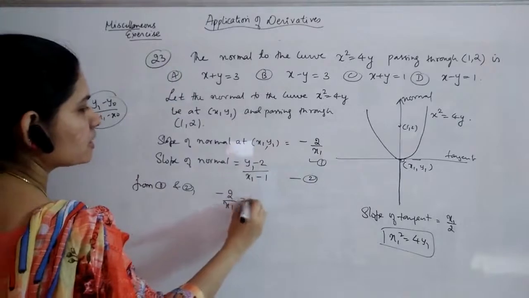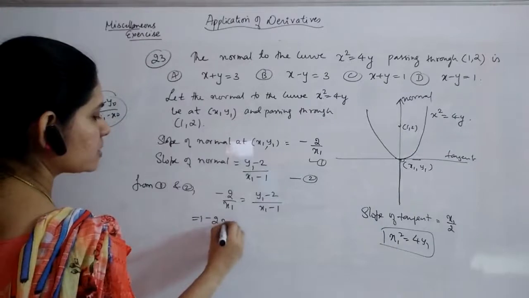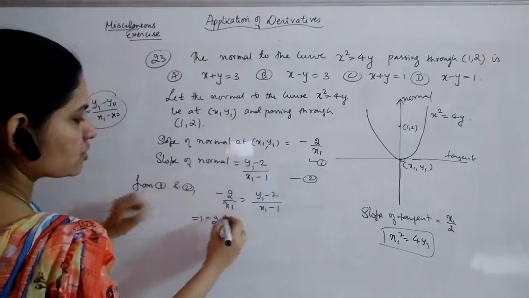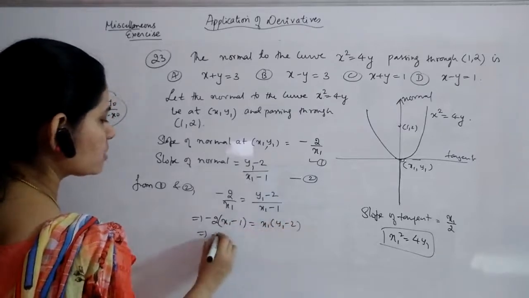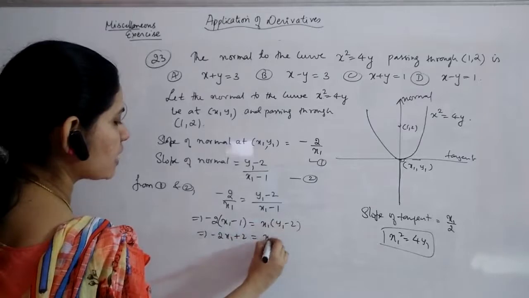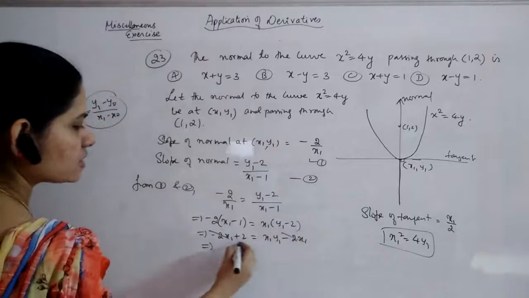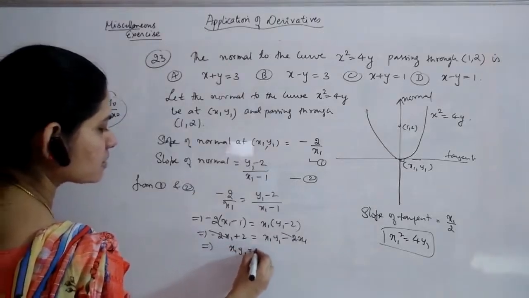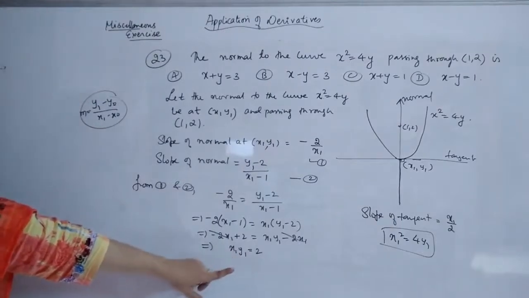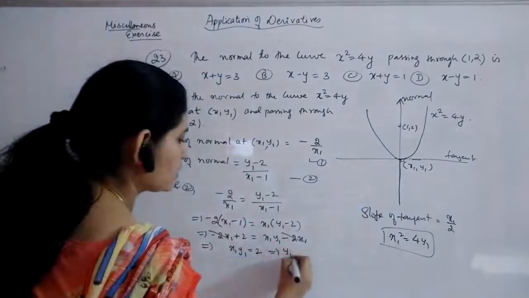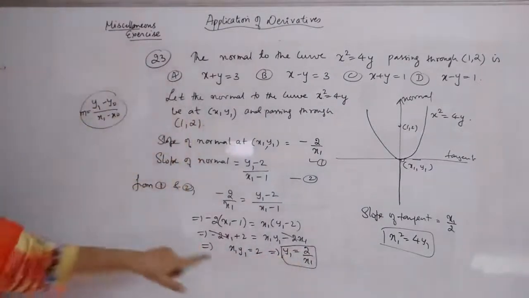Minus 2 by x1 is equal to (y1 minus 2) by (x1 minus 1). Cross multiplying, you will get minus 2x1 here, minus 2x1 minus 1 is equal to x1 into (y1 minus 2), which is minus 2x1 plus 2 is equal to x1 y1 minus 2x1. So minus 2x1 gets cancelled and you will get x1 y1 is equal to 2. x1 y1 is equal to 2 means one thing you can find out from this: y1 is equal to 2 by x1.